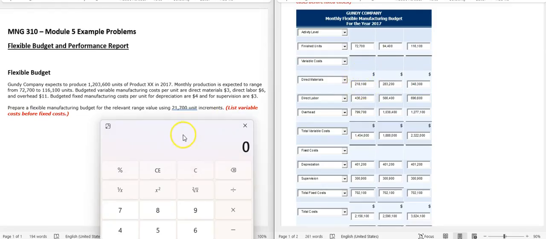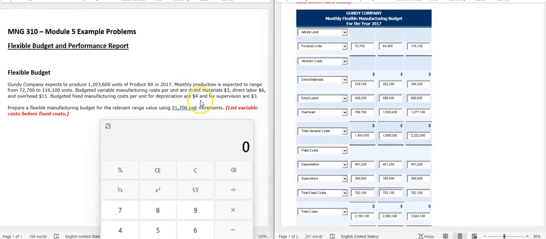Do the same thing for labor. 72,700 units produced at a direct labor cost of $6 per unit. 436,200 is the budgeted direct labor. Overhead is $11 per unit, 72,700 units at $11 per unit, $799,700. Adding up my variable cost, if we produce 72,700 units, we are budgeting for total variable costs of $1,454,000.